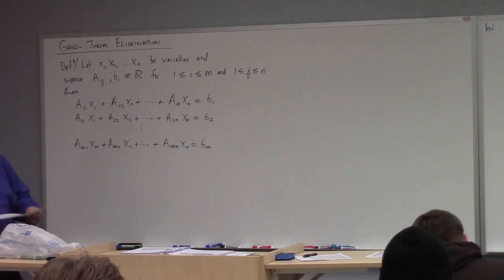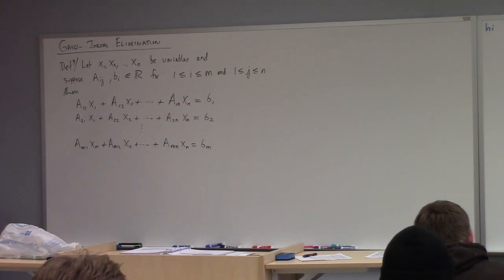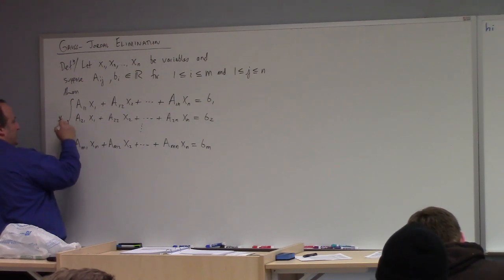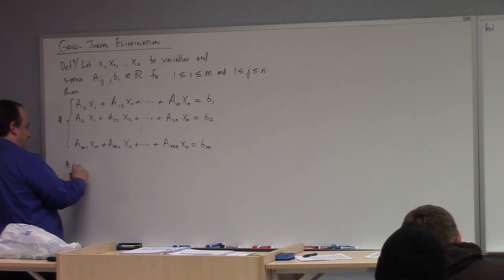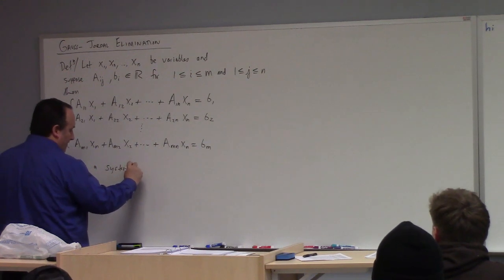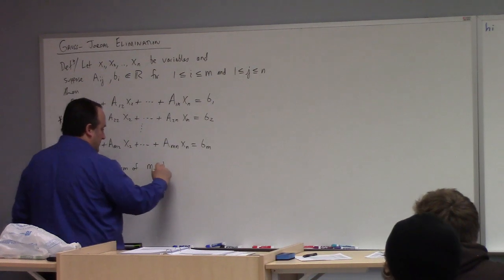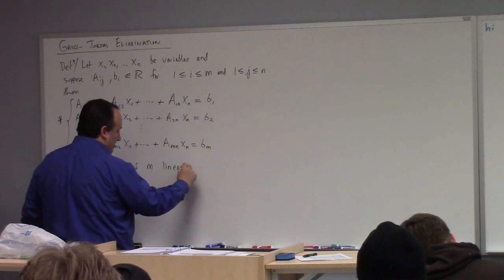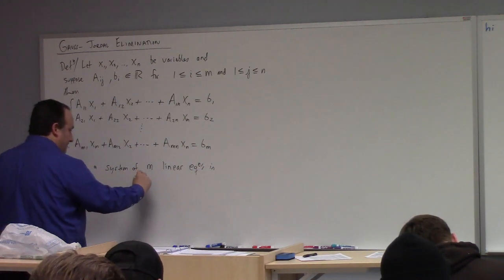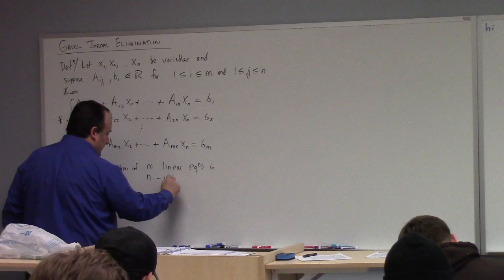So what I've written down here is a system. Let me call this all together star. So star is a system of m linear equations in n unknowns.